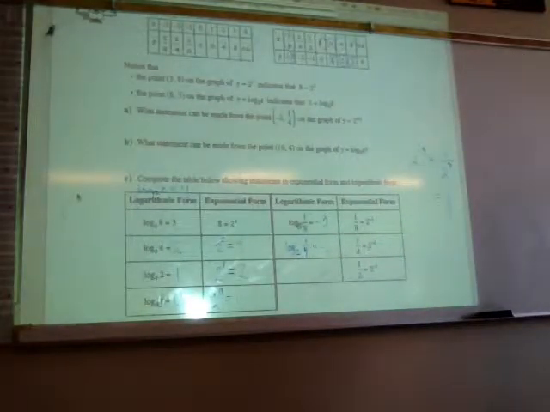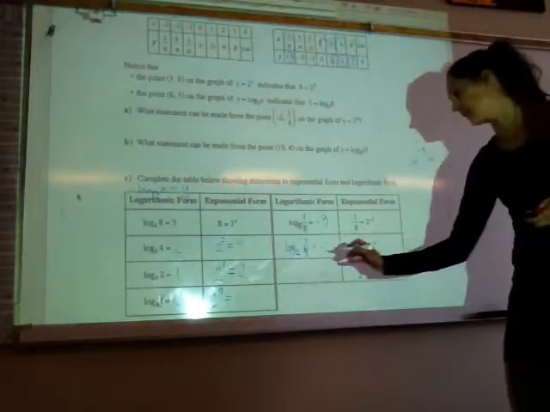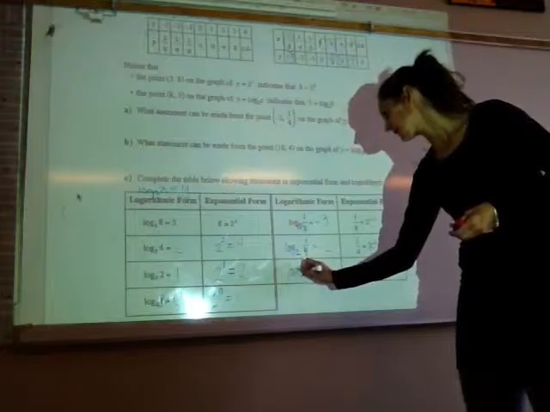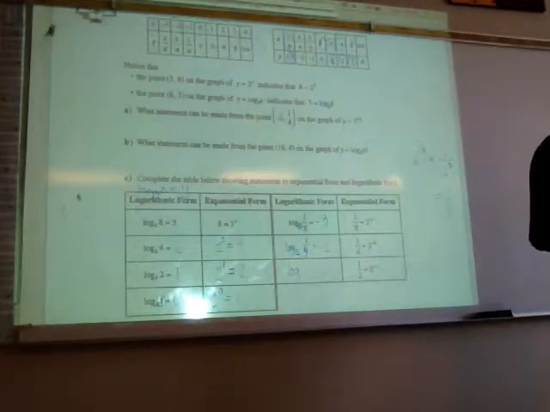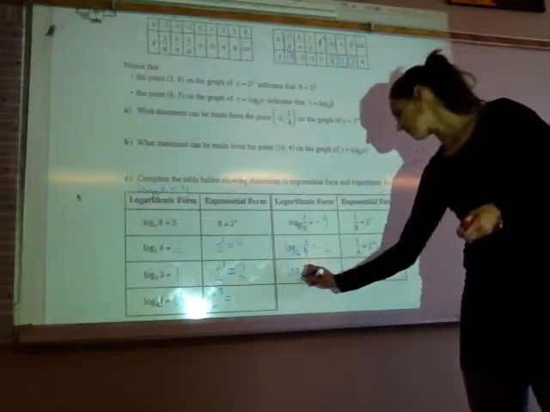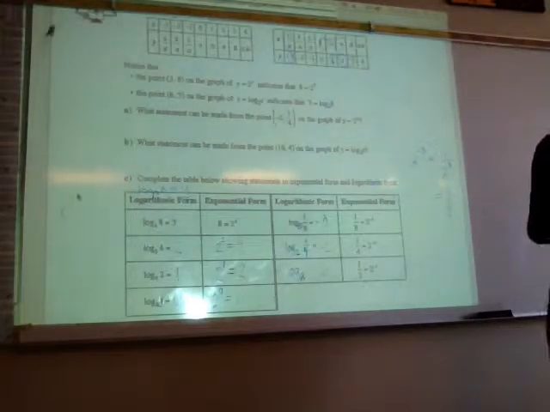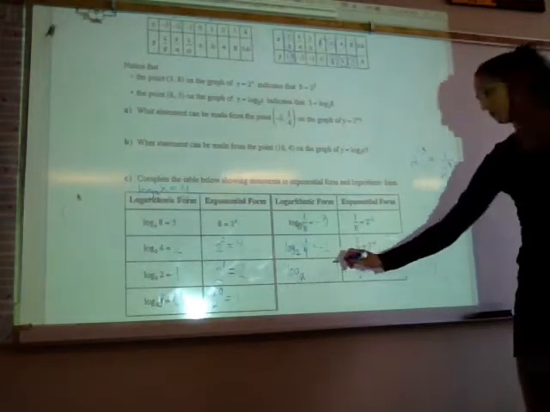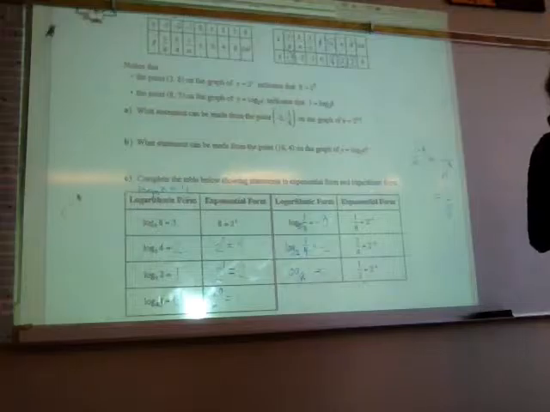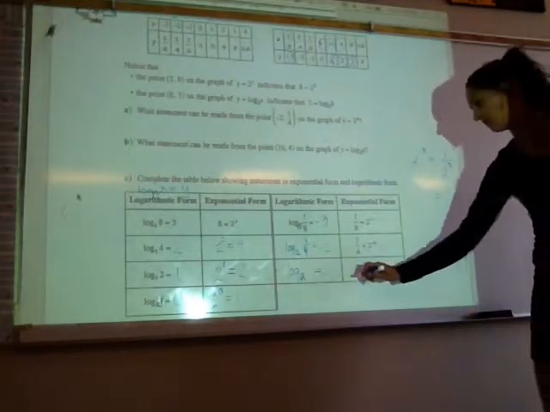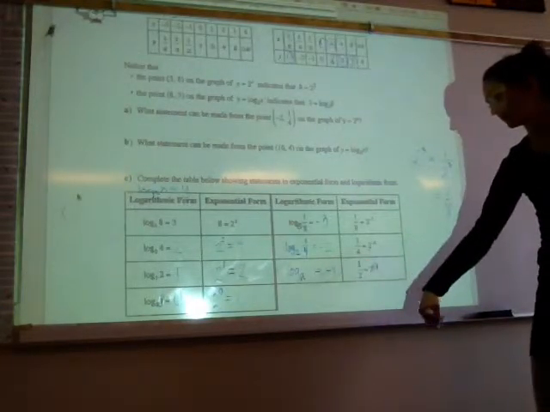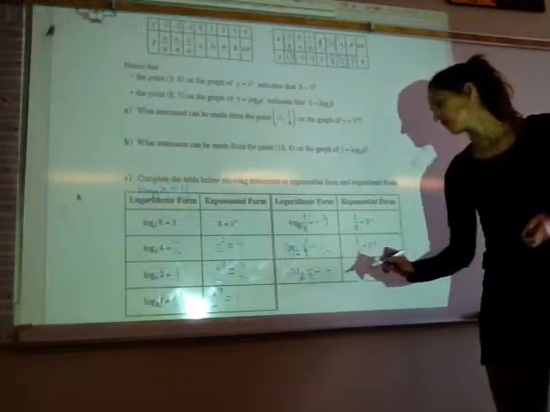It just takes a bit of practice, figuring out where everything goes. Let's try the next one. What's your base? 2. Good. And what's it going to be equal to? Forget about the argument for now. Good. Always equal to your exponent. And then whatever's left over is your argument.